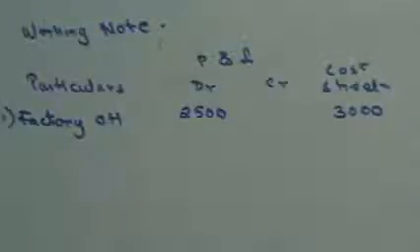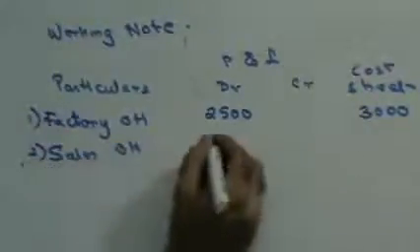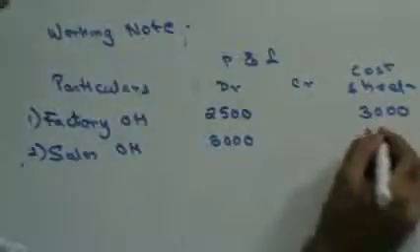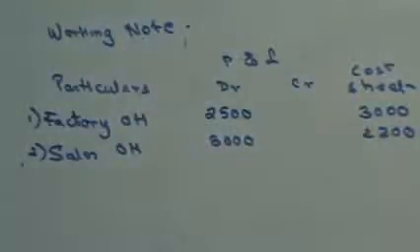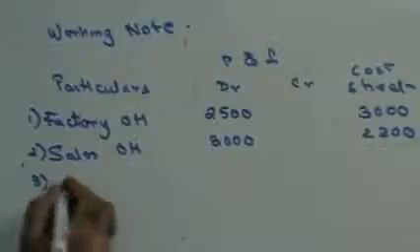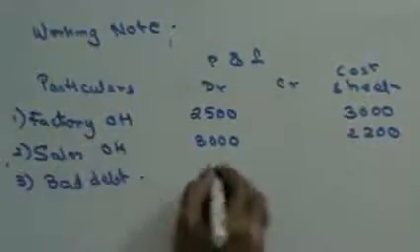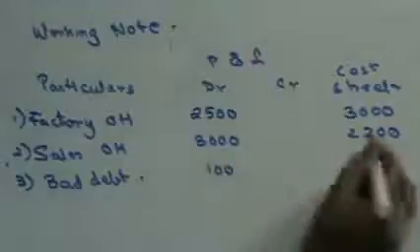Then office overheads is not given to you. Selling overheads is 2,200 in cost sheet and 3,000 in P&L. Then the sales figure is the same. Now there are certain entries that are there only in the P&L. For example, you have bad debts. Bad debts is 100 in P&L and it is not recorded in the cost sheet.